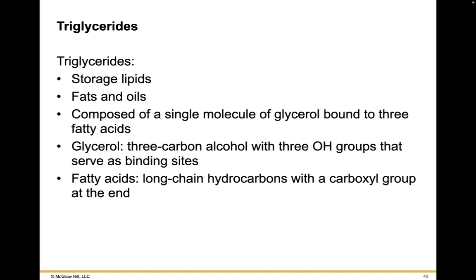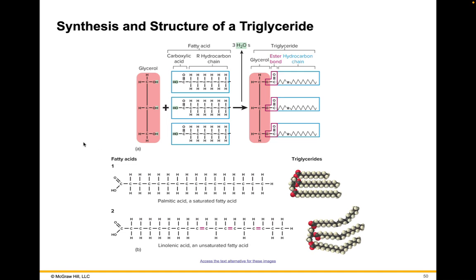Glycerol is a 3-carbon alcohol with 3 hydroxyl groups that serve as binding sites. So here's the glycerol. Here's those 3 hydroxyl groups that make this an alcohol. And then here are the long fatty acid chains. I told you they're mainly carbons and hydrogens. So lots of bonds, lots of energy in here.